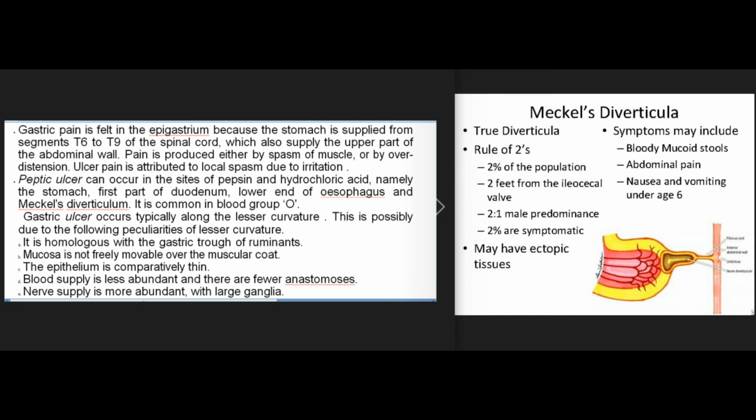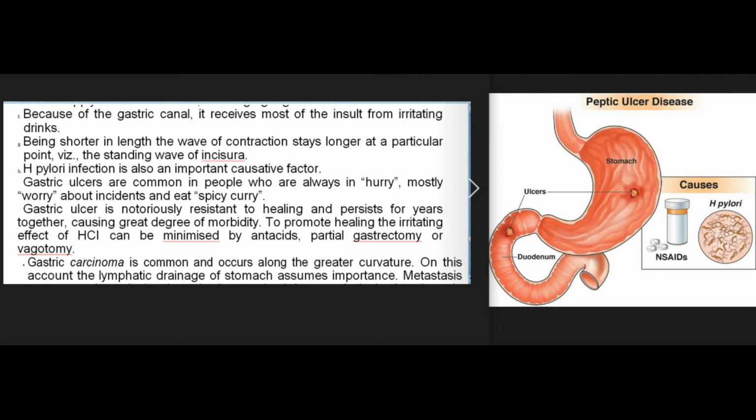A. It is homologous with the gastric trough of ruminants. B. The mucosa is not freely movable over the muscular coat. C. The epithelium is comparatively thin. D. Blood supply is less abundant and there are fewer anastomoses. E. Nerve supply is more abundant, with large ganglia. F. Because of the gastric canal, it receives most of the insult from irritating drinks.